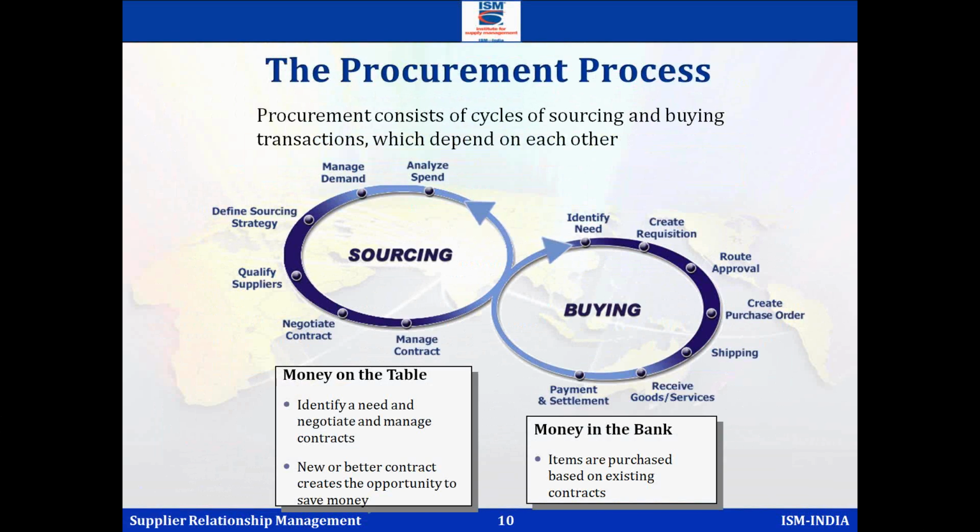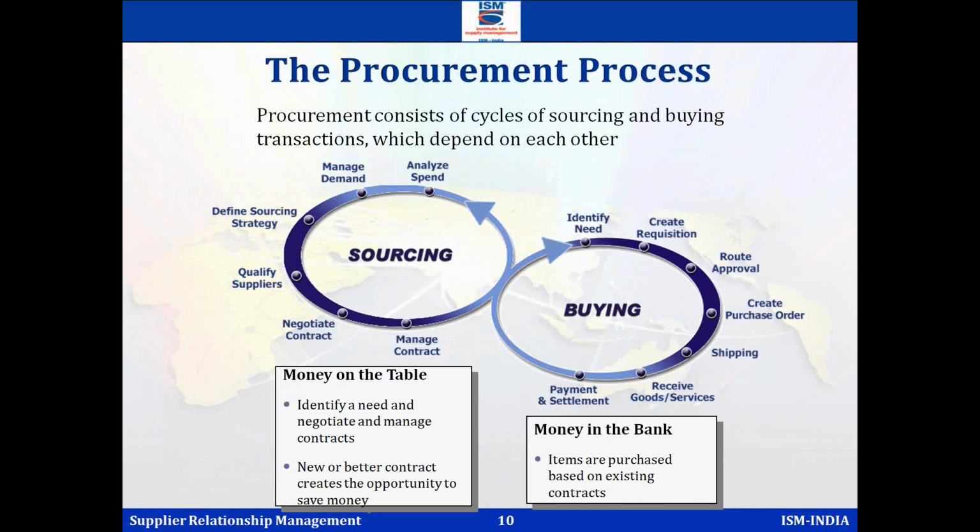Let me also explain, because SRM is the next step to strategic sourcing. Let me put it this way. In any organization's procurement or supply management process, there is one part called sourcing and one called buying. In some organizations, they have one vertical called strategic sourcing and one called transaction procurement. Buying is nothing but P2P, purchase to payments.